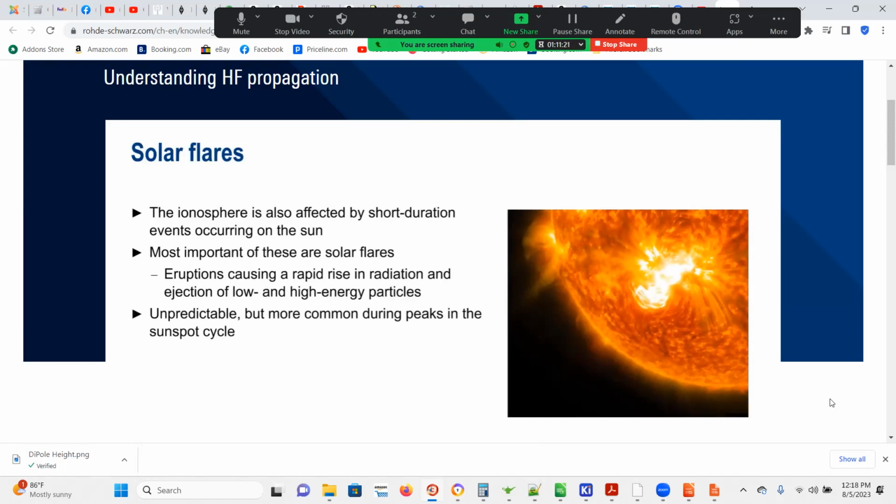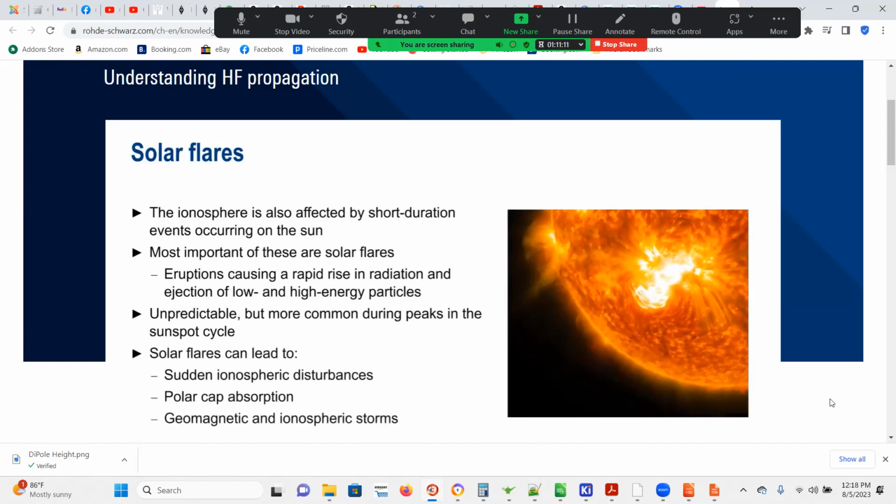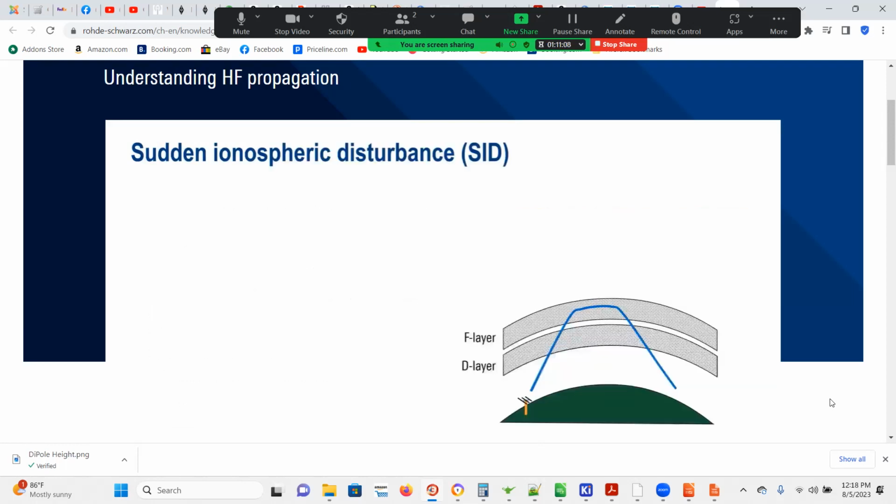Solar flares have a significant effect on HF propagation because they can lead to sudden ionospheric disturbances, polar cap absorption, as well as both geomagnetic and ionospheric storms. As the name implies, a sudden ionospheric disturbance is sudden. It occurs about 8.5 minutes after a flare, that is, at the same time the flare becomes visibly detectable on the Earth, and is caused by the arrival of solar radiation.